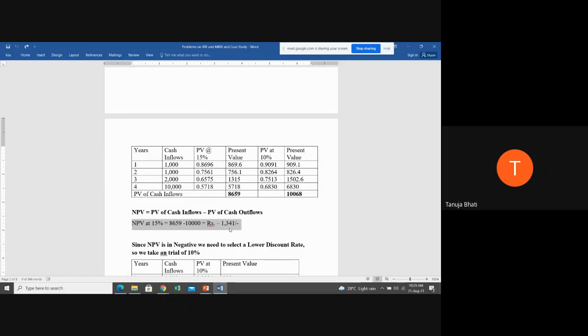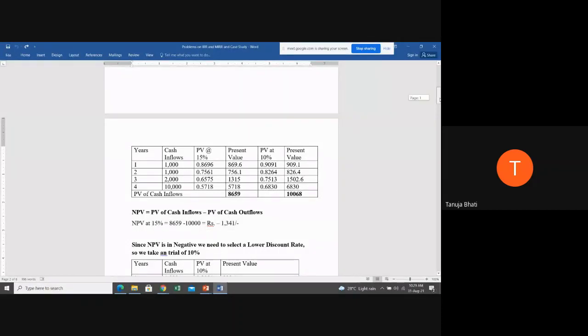To do the next trial, on what basis are you going to select the next value? See here, if NPV is negative, you have to select a lower discount rate than 15%. If it is positive, you have to select a higher discount rate. Now it is negative, so we have to try a rate which is lower than 15%.